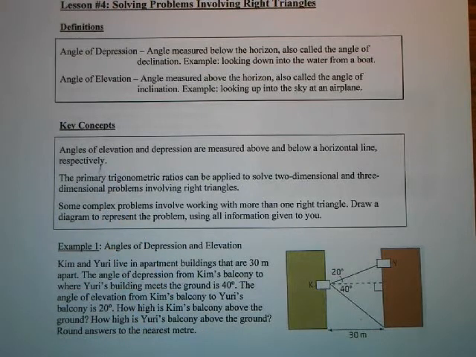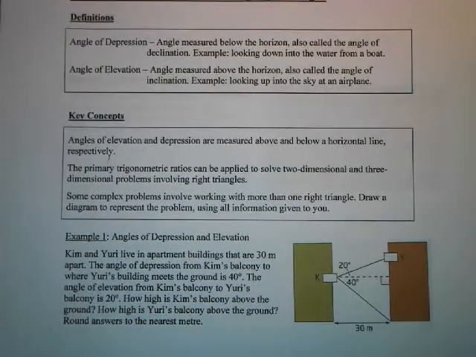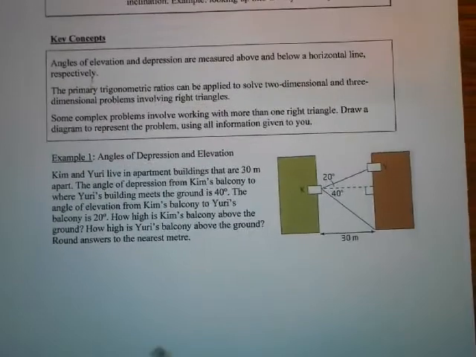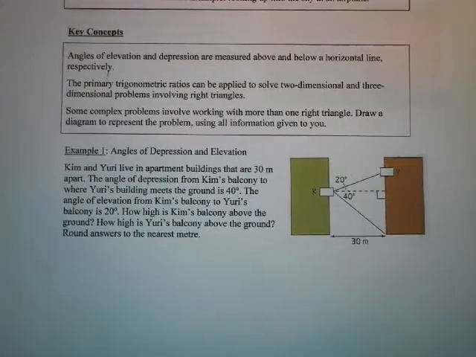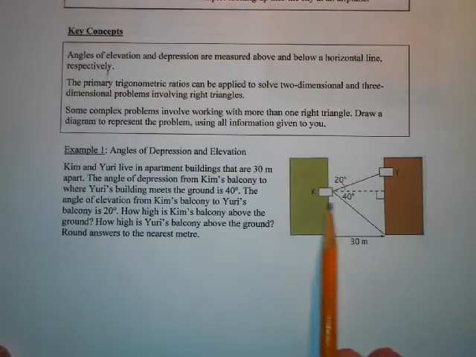Now, in the first example, it's a two-dimensional problem. We're looking at something from the side. And the second example is actually a 3D problem. In both cases, we have two triangles, so we're going to see how we can combine two triangles and answer different styles of questions. This is our Romeo and Juliet question here, except they're not Romeo and Juliet. They're Kim and Yuri, and it's a modern day problem.